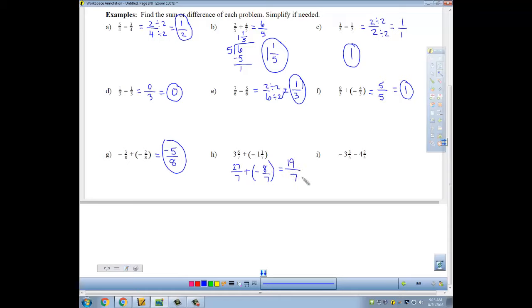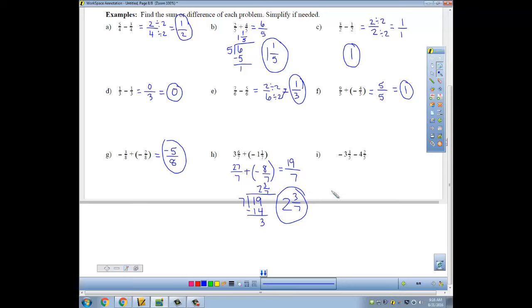27 minus 8 is 19. Keep the denominator. Now I don't want my final answer to be an improper fraction, so I need to divide to turn it into a mixed number. 19 divided by 7. 7 goes into 19 twice, which is 14. Subtract to get 3. Again, we're not turning this into a decimal, so I'm going to take my remainder, which was 3, and put it over what I divided by, which was 7. So the answer is 2 3/7.